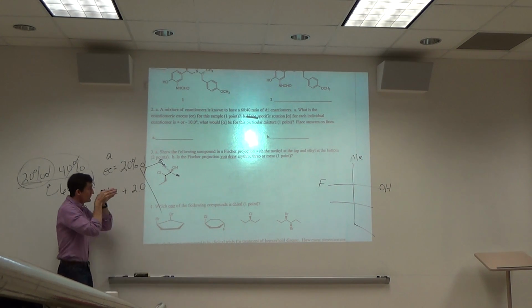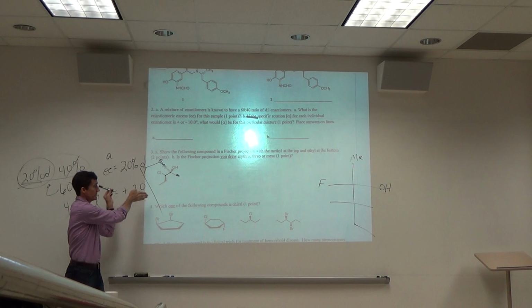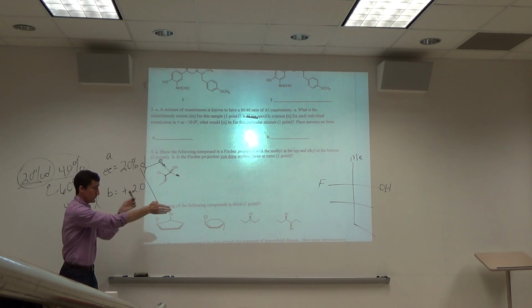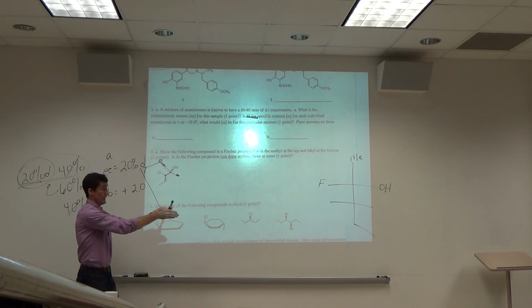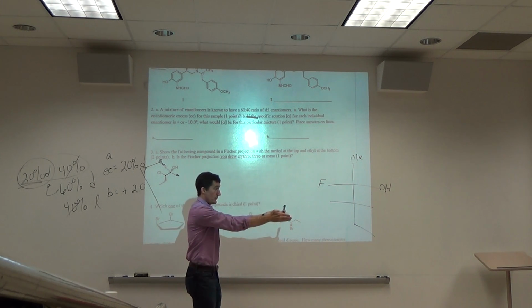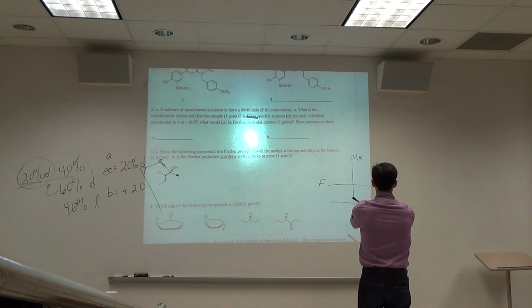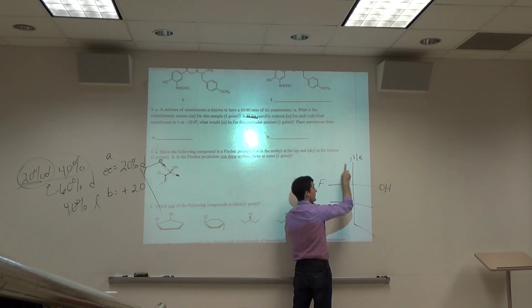If I'm looking down through there, fluorine is dashed. That means I'm just going to bring the board out here. I'm looking down the board, the methyl straight down the board, the fluorine is going back. So as I'm looking down, the fluorine's on my left. So with the methyl going away, fluorine's on the left. With the methyl going away, that's what that means, correct? Yeah. Fluorine's on the left.